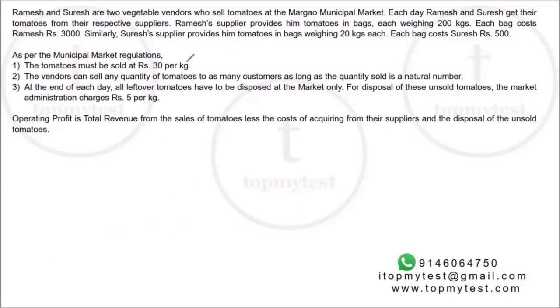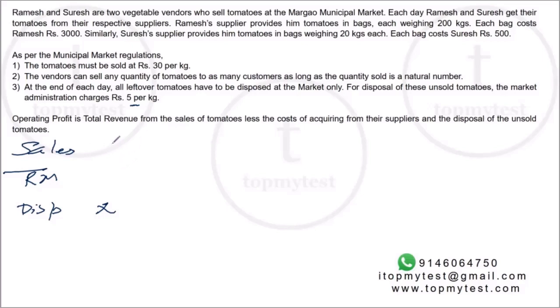Now there are three parts to the profit. Profit is sales, then you have the cost of acquiring the tomatoes, which is in bags. This is the cost of raw material. And then you have the disposal cost, which is 5 rupees per kilo. Now, if they are able to sell the entire batch of tomatoes, their disposal cost will be 0. So that will be the maximum profit for each bag.